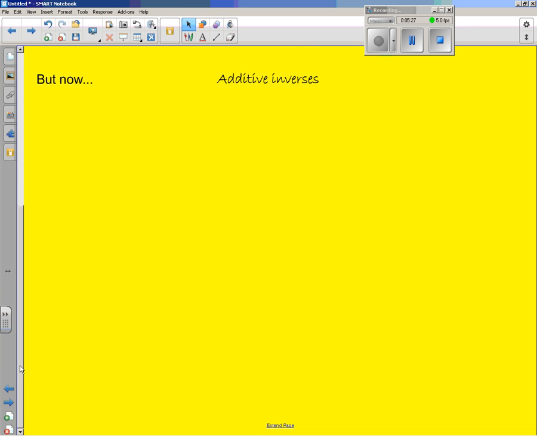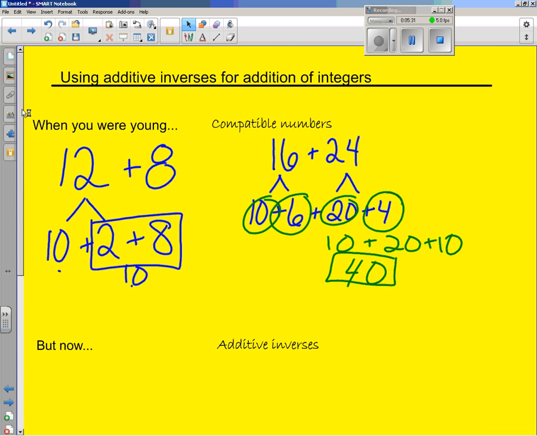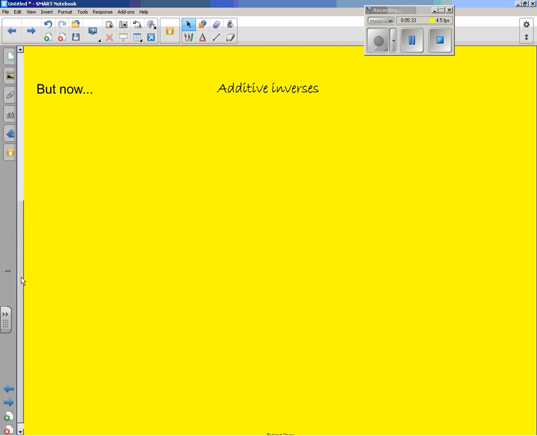But go ahead on the second half of your page. Make sure you wrote those example problems on the top half. And now on the second half, write, but now, additive inverses. Let's say I have a number that has integers. And I have, for example, 6 plus negative 10. When we looked at compatible numbers as an elementary school kid, you split numbers up in a way that made sense. We can do that with the integer.